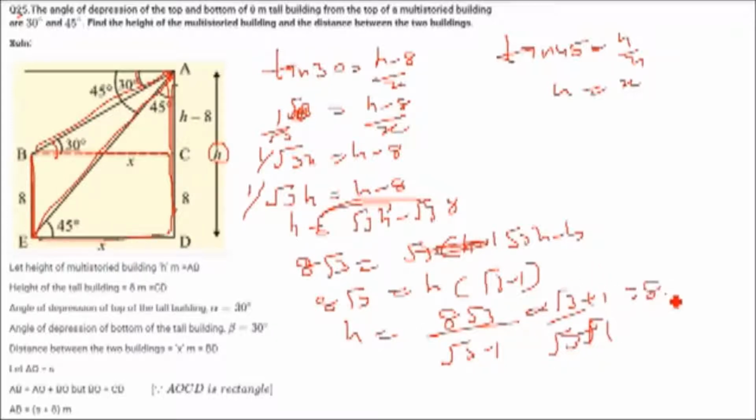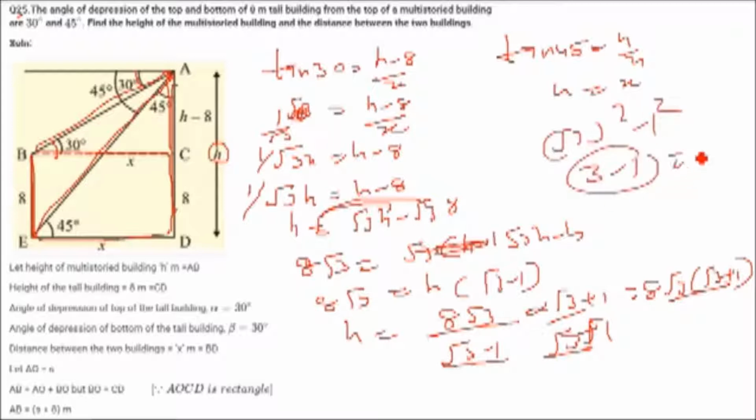Numerator, denominator. So what do you get in the numerator? You get 8 root 3 and root 3 plus 1. And here you get a plus b, a minus b. So this will be root 3 whole square minus 1 square. This is 3 minus 1, that is 2. 2 comes here, 2 4s are 8. So the answer will be 4.